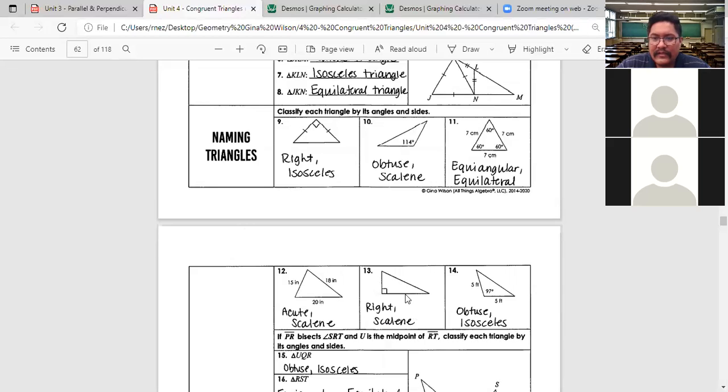Okay, on to number 13 here. So right angle, scalene. So right angle right there. And usually with a right angle, unless you have 2 sides that are kind of the same, it's usually going to be a scalene. So right and scalene, because if I were to swing this side here, it would be slightly shorter than the top side.